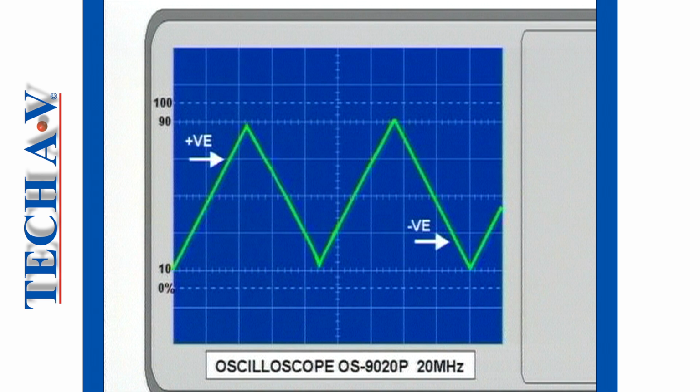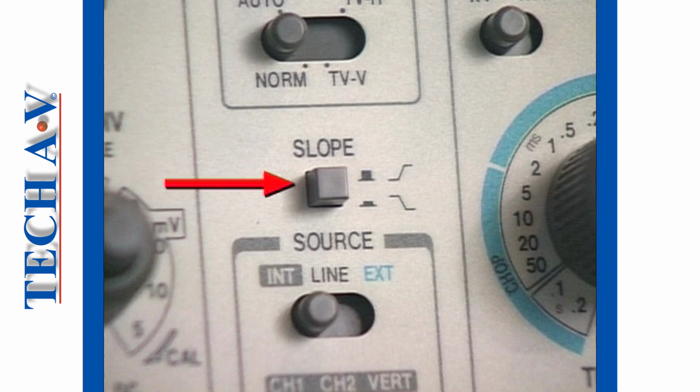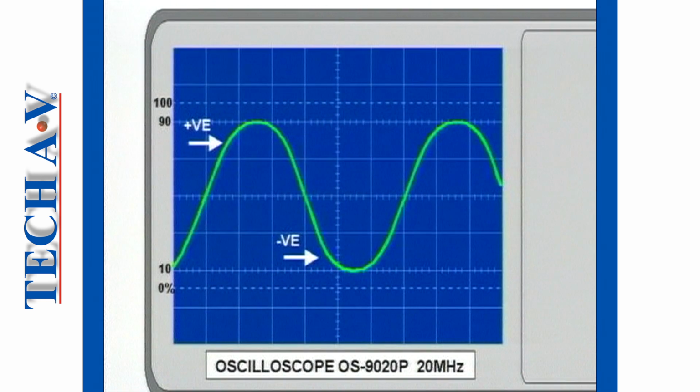Having decided on the mode and source of the trigger, we must decide whether the time base must be triggered on a positive or negative edge of the incoming signal. This is set by the slope switch. Finally, the level at which the trigger will occur is determined by the trigger level control and can be set to any position on the positive or negative slope of the signal.